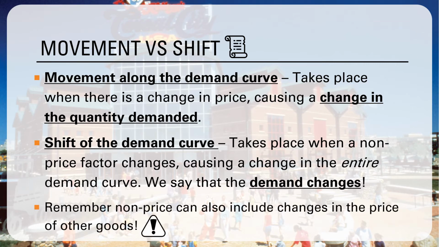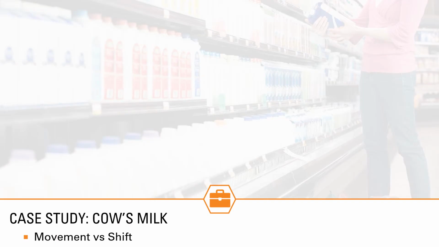Oh yes, and just another caveat. Remember, non-price can also include changes in the price of other goods. I've mentioned that before, and I'll mention that again. When I say non-price factors, it just means not the price of milk. It could include the price of cereal, it could include the price of other substitutes, as long as it's not the price of cow's milk that we're talking about. Okay, I hope that's clear.